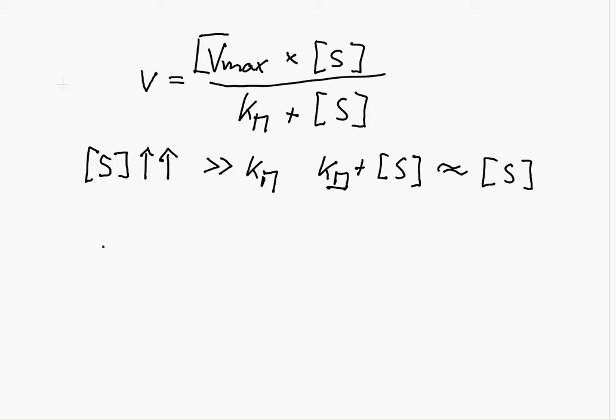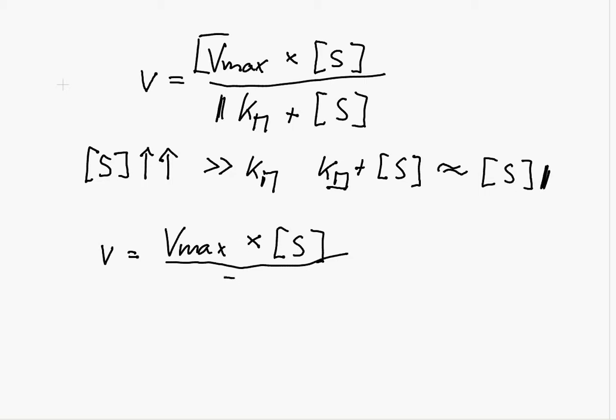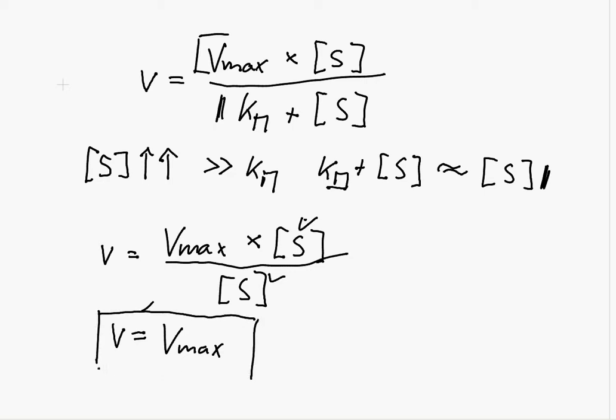Of course, I can now write the Michaelis-Menten equation as V equals Vmax times substrate concentration divided by, and instead of Km plus S, I now can substitute it basically with S, the substrate concentration. And you see, substrate concentration cancels out, and in this case, V equals Vmax. So this means that the rate of this reaction is equal to Vmax. But of course, this is only true if the substrate concentration is very, very high.